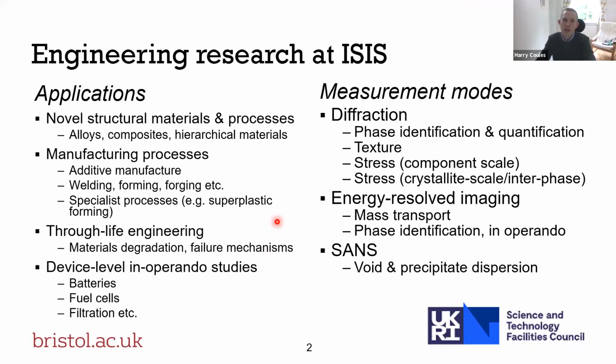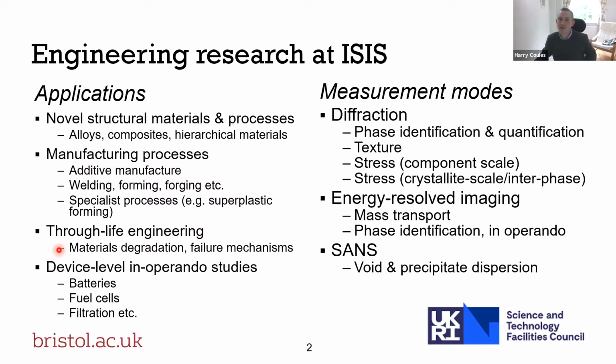So we've heard a lot about the applied materials science research that goes on at ISIS. Apart from things like functional materials, there's a lot of, well, again, using the shorthand of engineering to mean everything else, a lot of other research that goes on as well. Some of the most important applications are in novel structural materials and in manufacturing processes. So if you want to understand novel alloys, you need neutron diffraction quite often. Similarly, if you want to understand, for example, the stresses in a new additive manufacturing process or in a forming or forging process, you need to use neutron diffraction to do that.